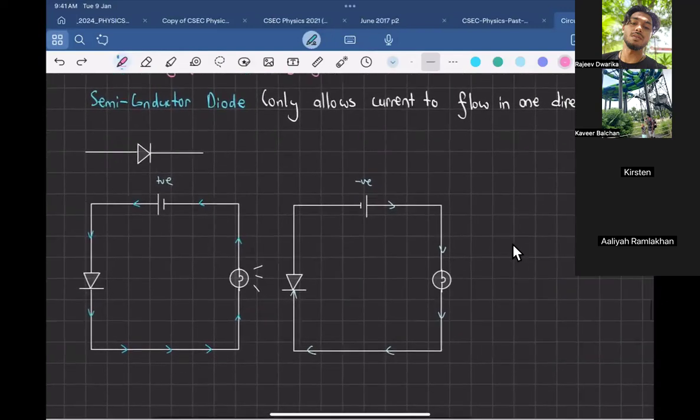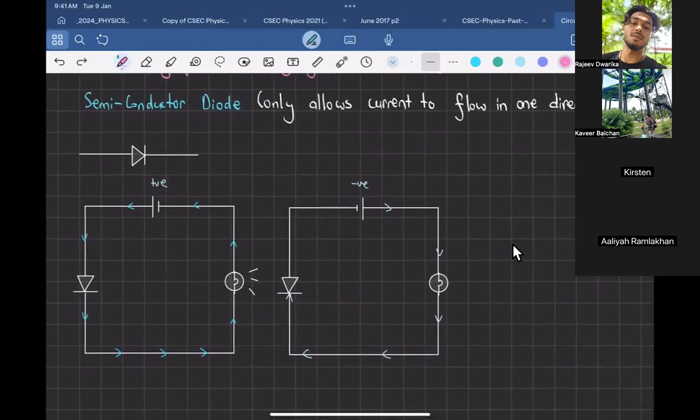This is what a semiconductor diode looks like. You could think of it kind of like an arrow, and it indicates what direction current will flow in. So you all can copy that down, a semiconductor diode, and I will explain it.